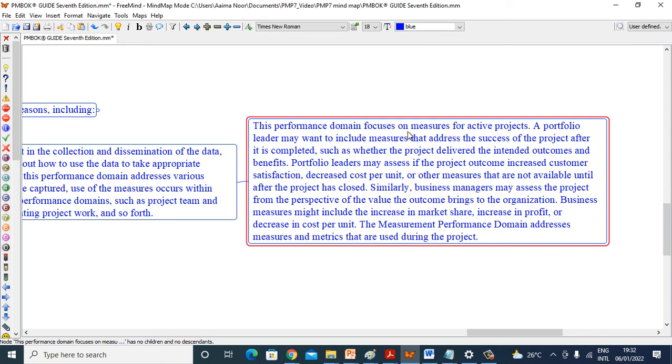This performance domain focuses on measures for active projects. A portfolio leader may want to include measures that address the success of the project after it is completed, such as whether the project delivered the intended outcomes and benefits. Portfolio leaders may assess if the project outcome increased customer satisfaction, decreased cost per unit, or other measures that are not available until after the project has closed. Similarly, business managers may assess the project from the perspective of the value the outcome brings to the organization. Business measures might include increase in market share, increase in profit, or decrease in cost per unit. The measurement performance domain addresses measures and metrics that are used during the project.